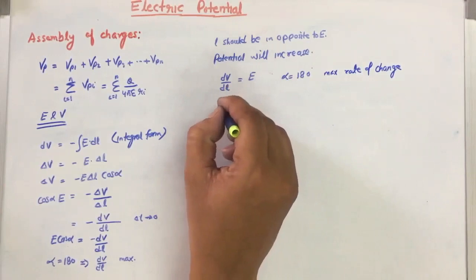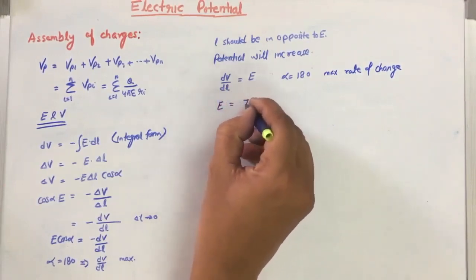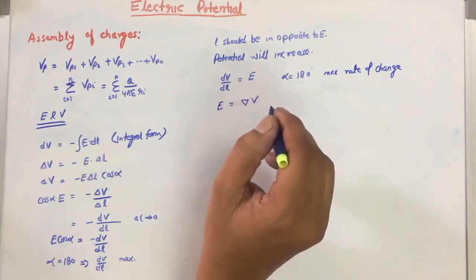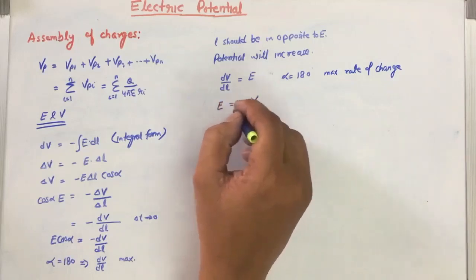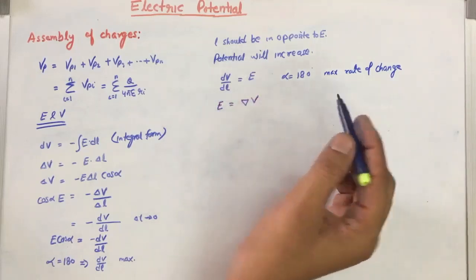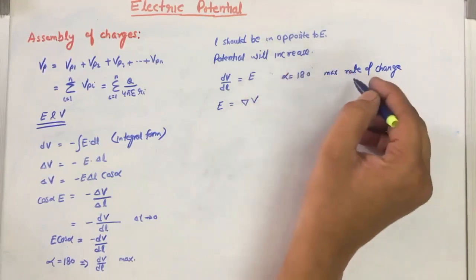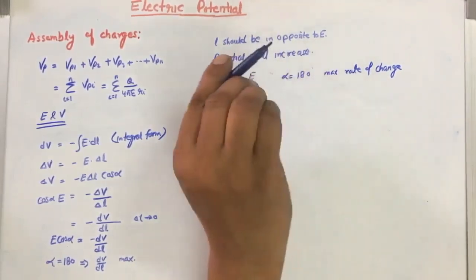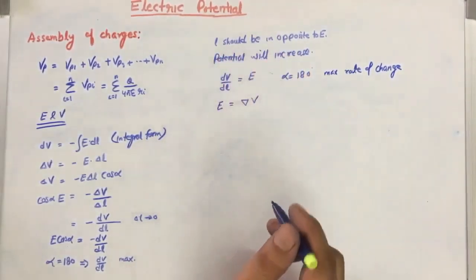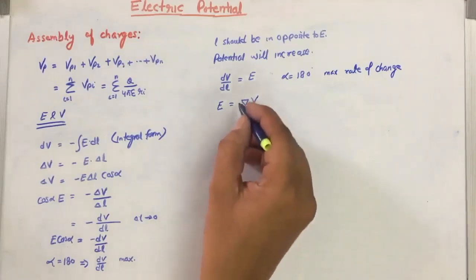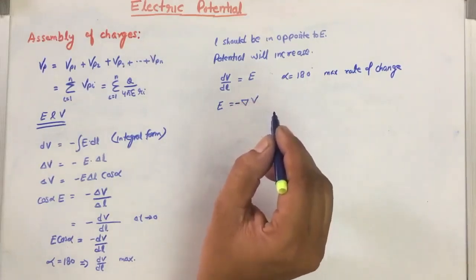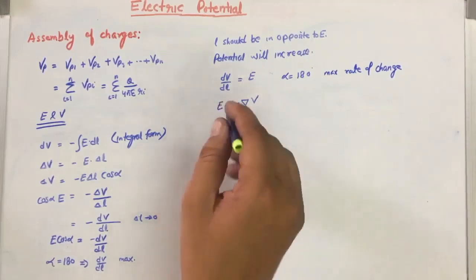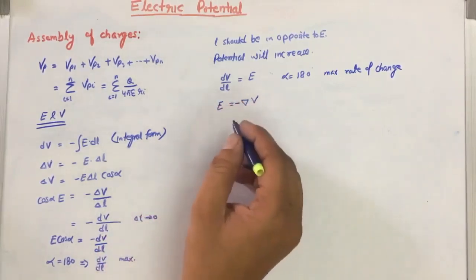So according to that, we can write the gradient of V. We can write E is equal to gradient of V because it specifies the maximum rate of change at 180 degrees when both are opposite. The displacement and the direction of field will be opposite. Additionally, there will be a minus sign because we know electric field is directed from higher potential to lower potential. So negative should be there.